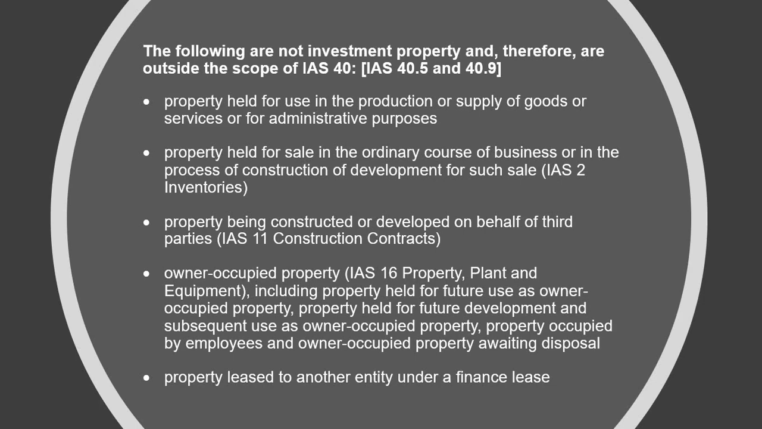Okay, so here are the examples that are not investment property, and therefore are outside the scope of IAS or PAS 40. Now, property held, for example, for use in the production or supply of goods or services or for administrative purposes. So basically, ito yung classified not as investment property but as property, plant, and equipment.